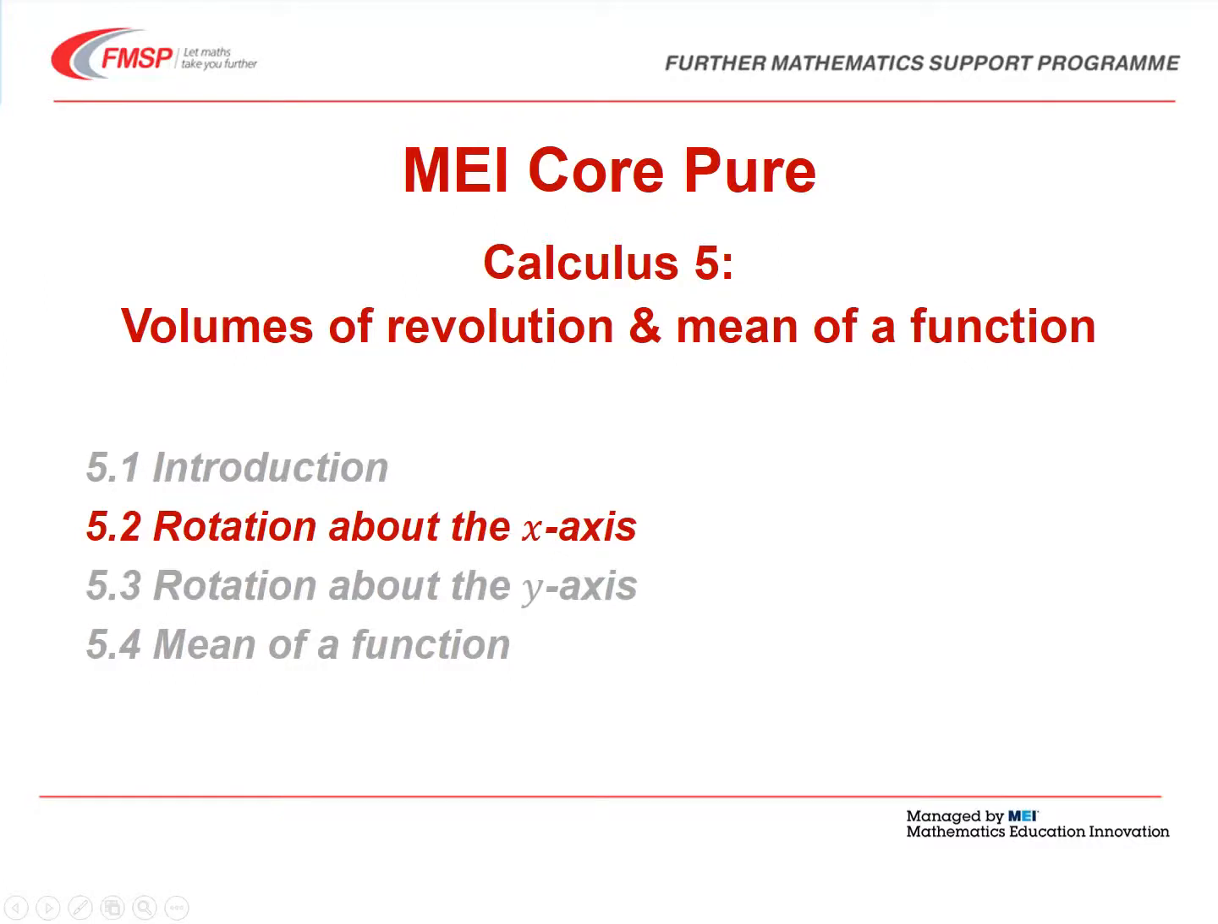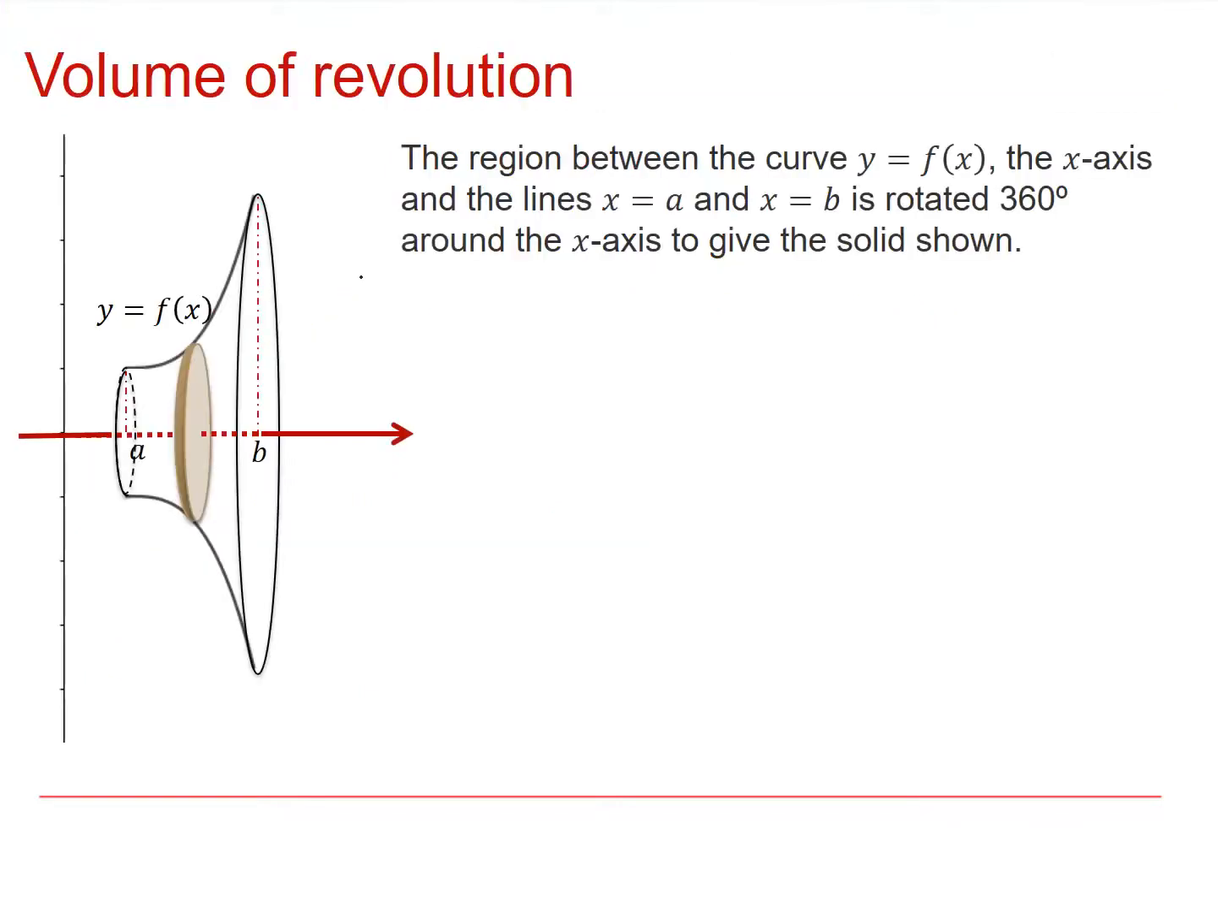This is a video for MEI Core Pure Mathematics, Calculus 5, Volumes of Revolution and Mean of a Function, 5.2, Rotation about the x-axis. The diagram shows a solid that has been created by rotating the region between A and B under this curve about this axis through 360 degrees.